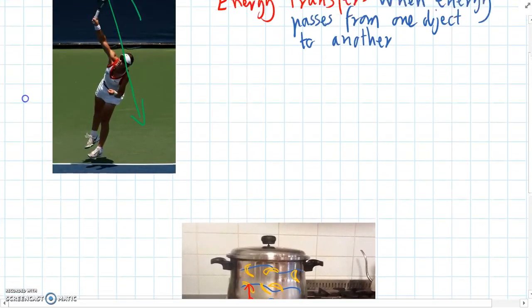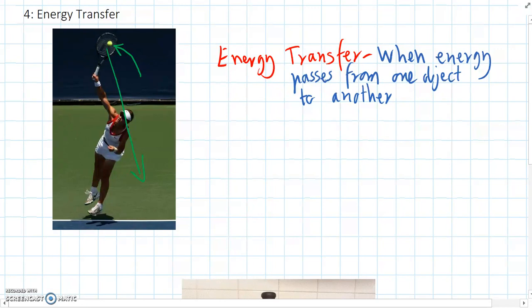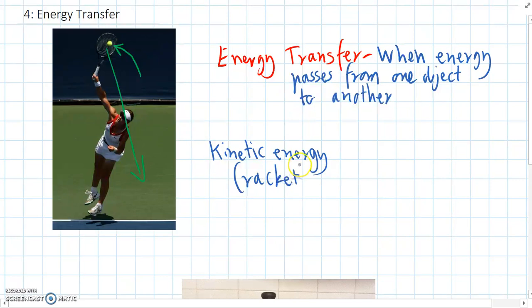Let's go back and do a flow diagram of the first situation as well. So when Sam Stosur served the ball, we started off with kinetic energy of her racket, because her racket was moving. And then that energy, as the racket hits the ball, is transferred to kinetic energy in the ball. And that causes the ball to move and fly down the other end of the court.